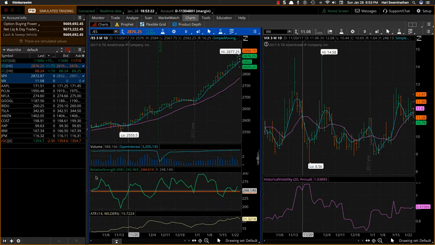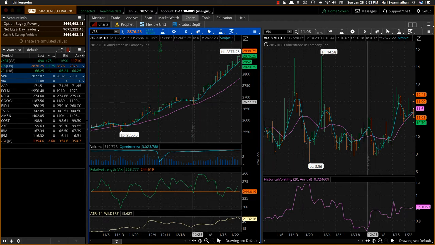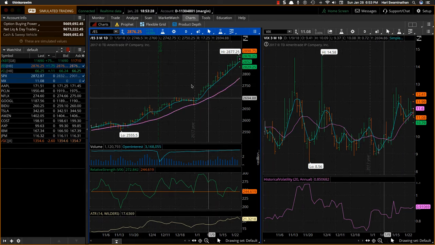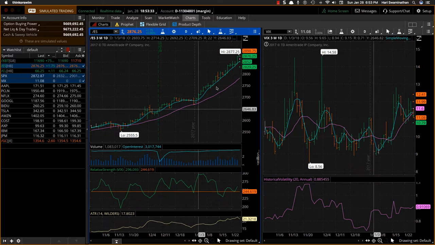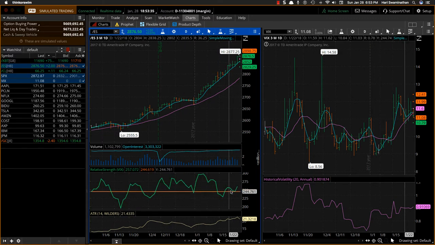Then I put another study here. It's called the relative strength compared to the VIX. What it measures is the relative strength of the ES as measured to the VIX. Here also you can see the relative strength of the S&P is actually coming down. Of course, granted, Friday was a very big day, so you would see this.